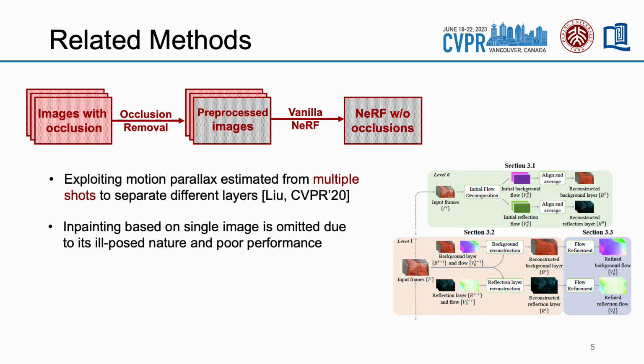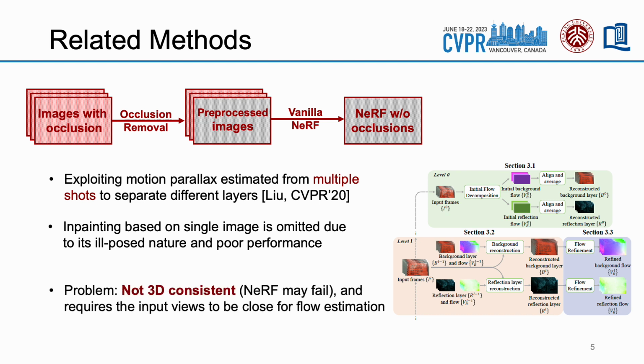Another way to tackle the problem is to apply an occlusion removal method as pre-processing, before a vanilla NeRF representation is constructed. Note that we only consider occlusion removal using multiple images, since inpainting is an ill-posed problem, and either relies on user annotation, or can only work with certain types of occlusions. We choose Loose, from CVPR23, as a state-of-the-art multi-image-based occlusion removal method. It estimates the optical flow from the input images, and separates the background and foreground layers. However, this thread of work does not explicitly model the 3D space, and thus is not 3D consistent, which may lead to the failure of NeRF reconstruction. In addition, the input views should be very close to accurately estimate optical flow.